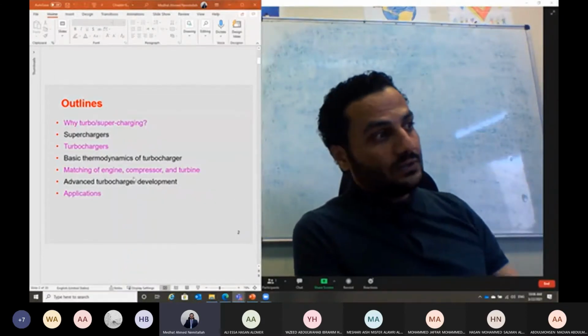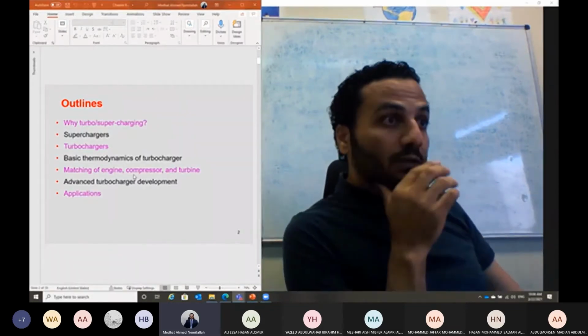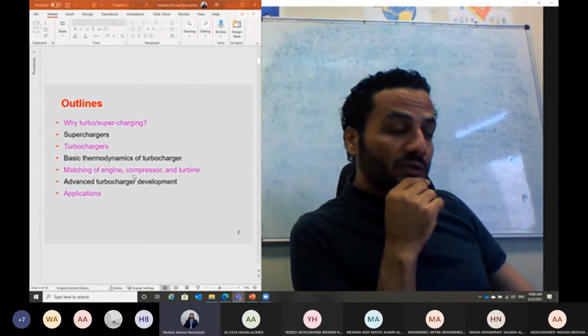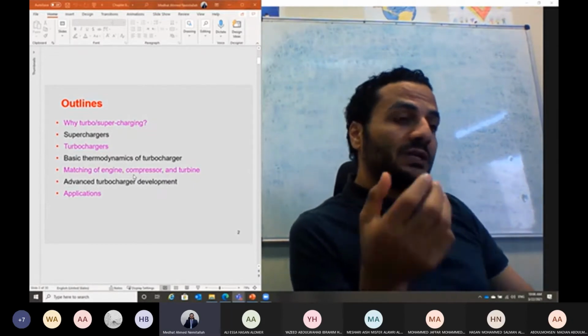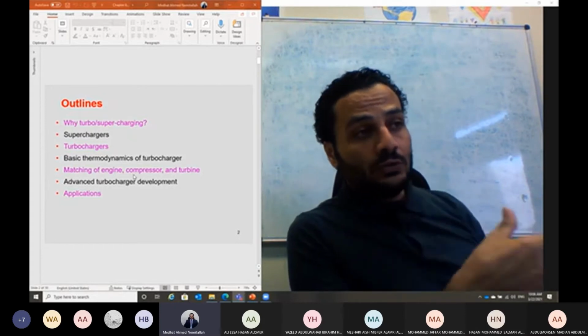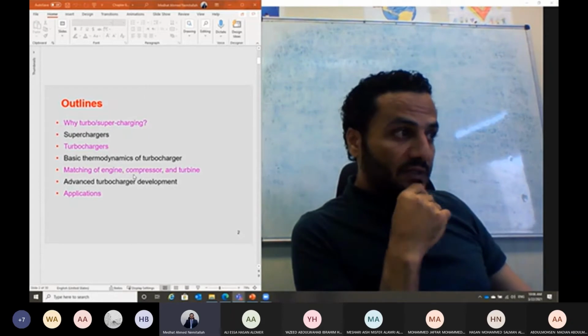Inshallah, we'll be looking at this matching, how to calculate it, how to match them theoretically, and calculate based on the mass flow rate of air out of the turbocharger, how we can calculate the mass flow rate of fuel, the fuel to air ratio, and also how we can calculate the engine power in this case.